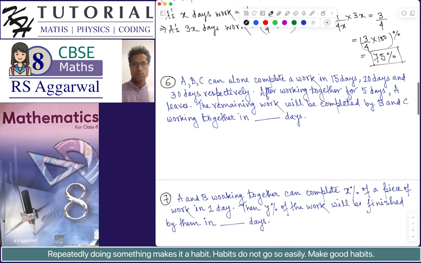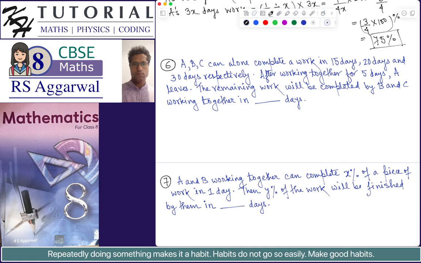Okay, let's do problem number 6. A, B, C can alone complete a work in 15 days, 20 days and 30 days respectively. So this means that A alone can finish the work in 15 days, B alone can finish the same work in 20 days and C alone can finish the same work in 30 days. Now after working together for 5 days, A leaves. This means that for 5 days A, B and C have worked together, and then after 5 days A leaves. The remaining work will be completed by B and C working together in how many days?